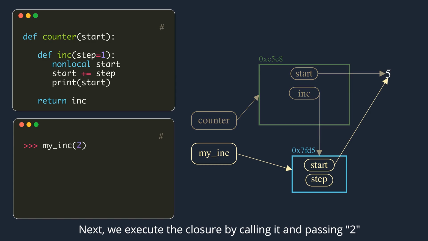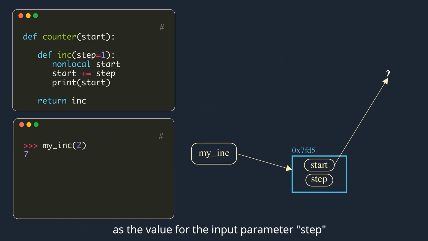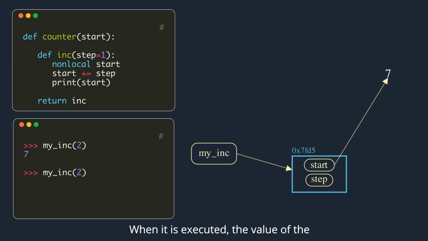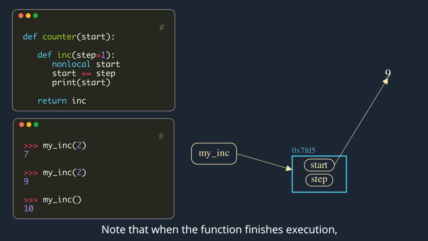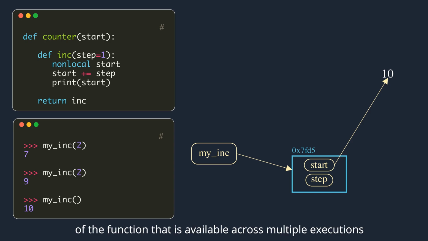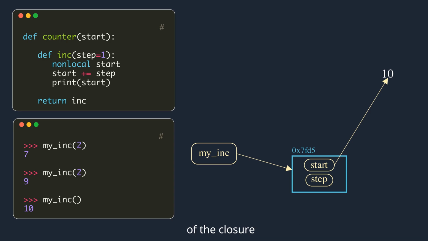Next, we execute the closure by calling it and passing 2 as the value for the input parameter step. When it is executed, the value of the free variable gets updated. Note that when the function finishes execution, its input variable step again becomes uninitialized, but the free variable start persists. On subsequent executions of the closure, the same free variable keeps updating. So, the free variable is like data or state storage of the function that is available across multiple executions of the closure.